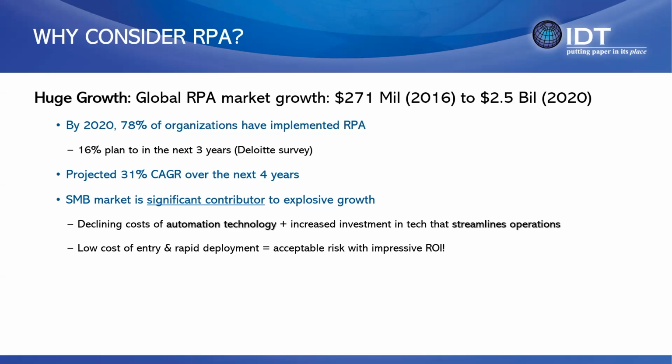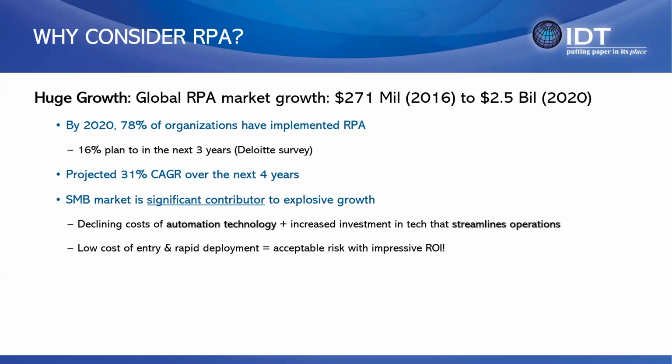One of the things IDT finds interesting about the growth is how the SMB market has been such a significant contributor to this growth pattern. And that's not always the case with technology. One of the main reasons why the SMB market is paying such attention to RPA is because it has such a low cost of entry and offers such rapid deployment. What that does is lower the acceptable risk and provide a really strong ROI. And this is something we're very excited to bring to our customers. When you pair that with the fact that companies overall are looking at automation technology that has declining costs and are increasing their tolerance for investment in streamlining operations, we have the perfect formula for why RPA is a good fit for organizations today.